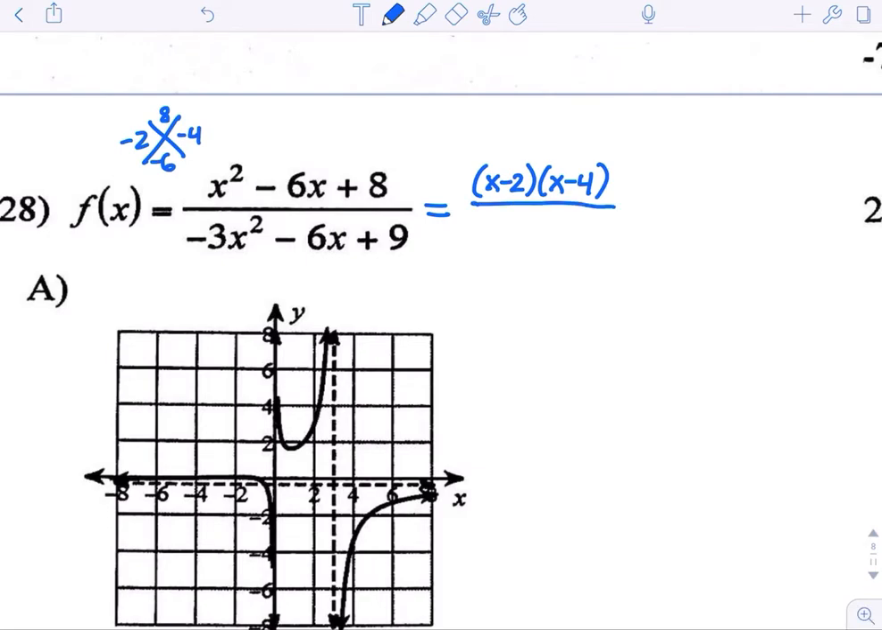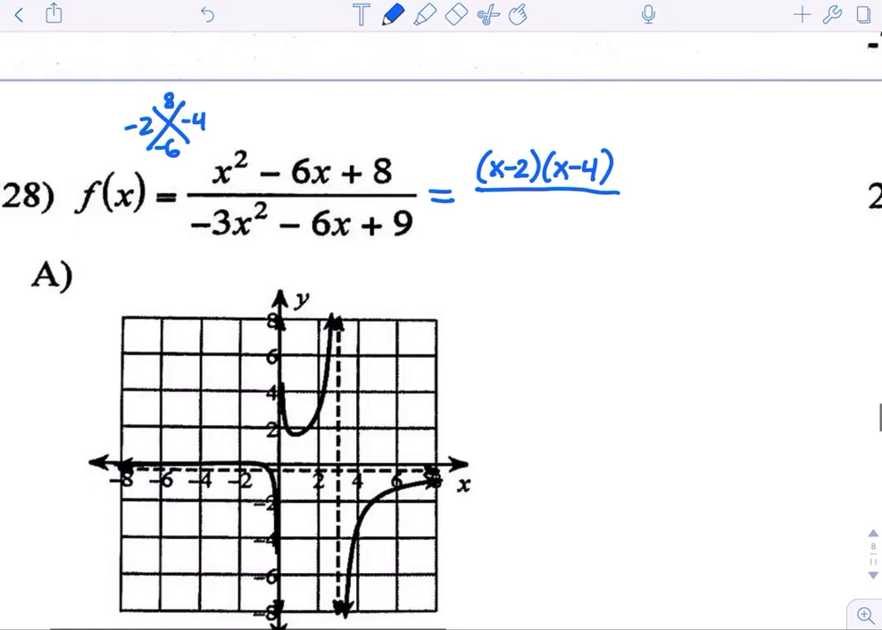Next. Alright, I automatically see I could factor out negative 3 from each term. So negative 3 divided by negative 3 is 1, so just x squared. Negative 6 divided by negative 3 is plus 2x. 9 divided by negative 3 is negative 3.